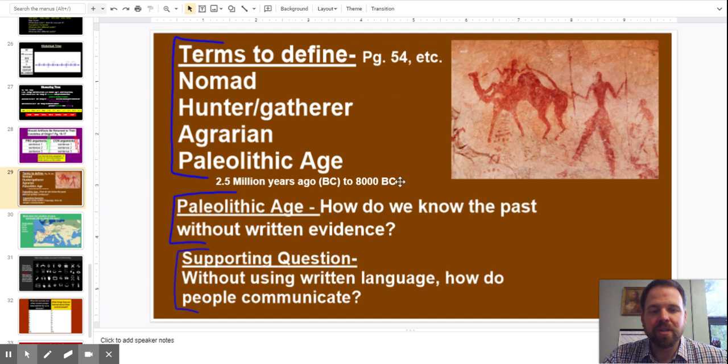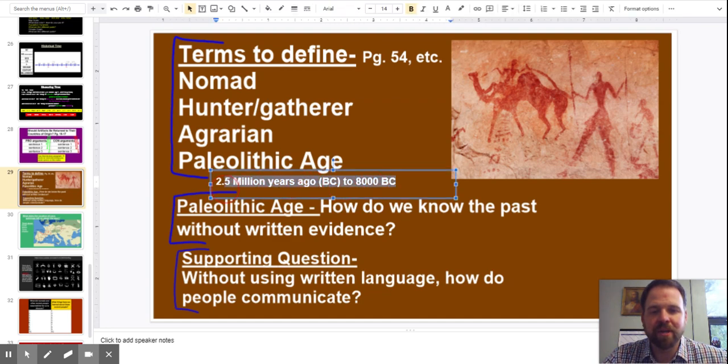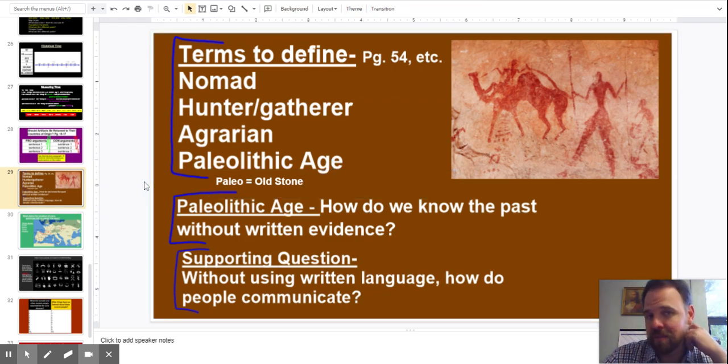Okay. So the last part here of Paleolithic is what the word paleo actually means. And I bet you can figure this out when we talk about it. But it actually means old stone. The word paleo means old stone or old stone age. Okay, so that's the third part of this.